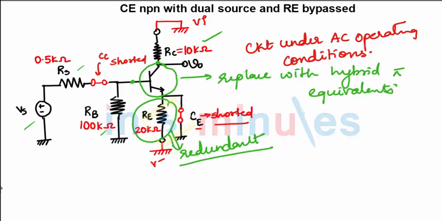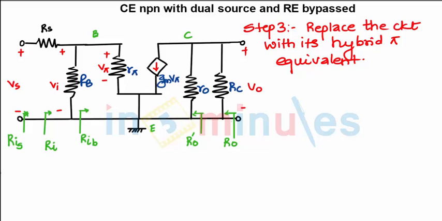Now how will the circuit look? The circuit will look like this. This is your base, emitter and collector. Between base and emitter you always have R pi, between collector and emitter you have gm V pi, right? This is RB, RS, VS. We need to find now the value of input resistance.